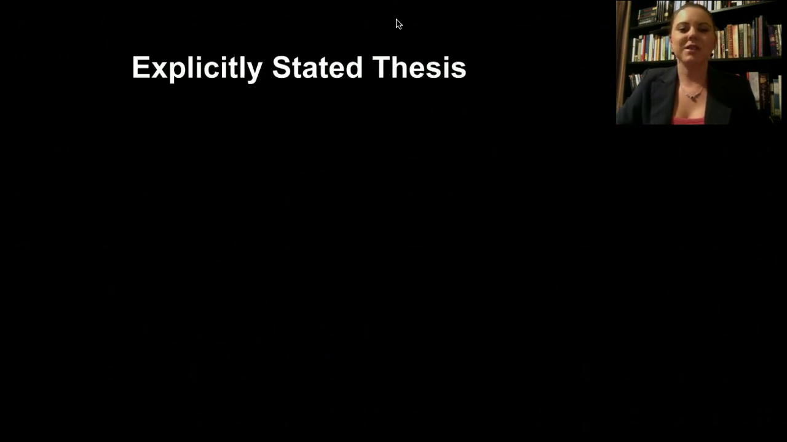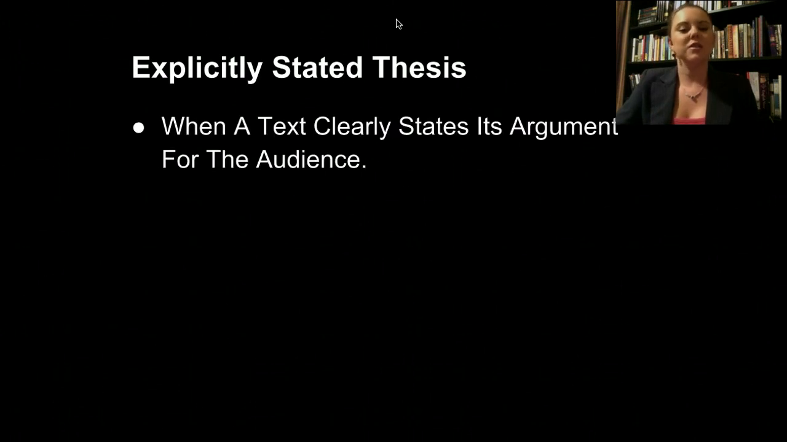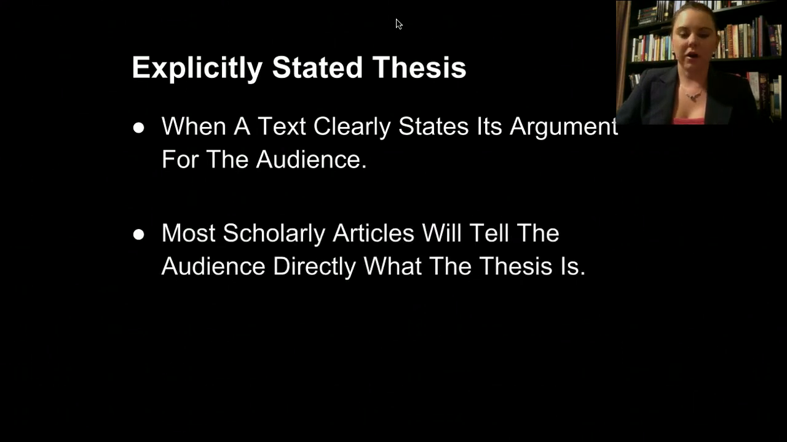All right, an explicitly stated thesis is a little bit different. The text will clearly state its argument for the audience. Most scholarly articles, for instance, will tell the audience directly what the thesis is. So this is a little bit different.